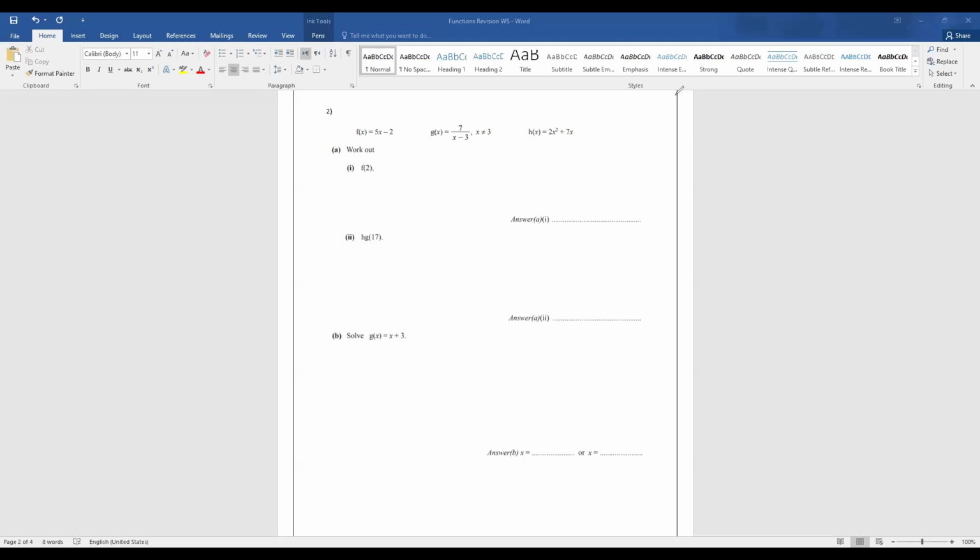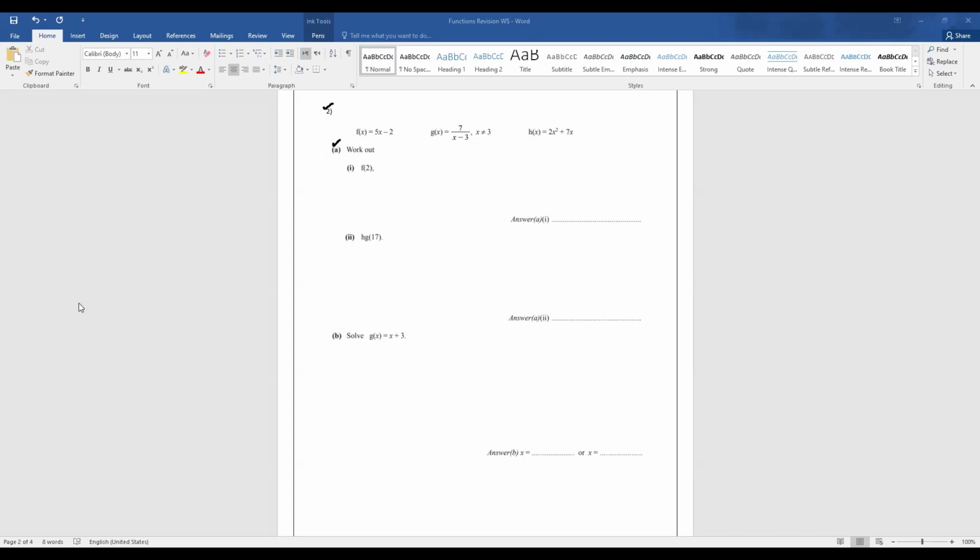Today we are going to do the second question from the past paper, and this is the revision of the chapter function. In question number 2, there are three functions given: f of x, g of x, and h of x. The first part is that you have to work out f of 2.